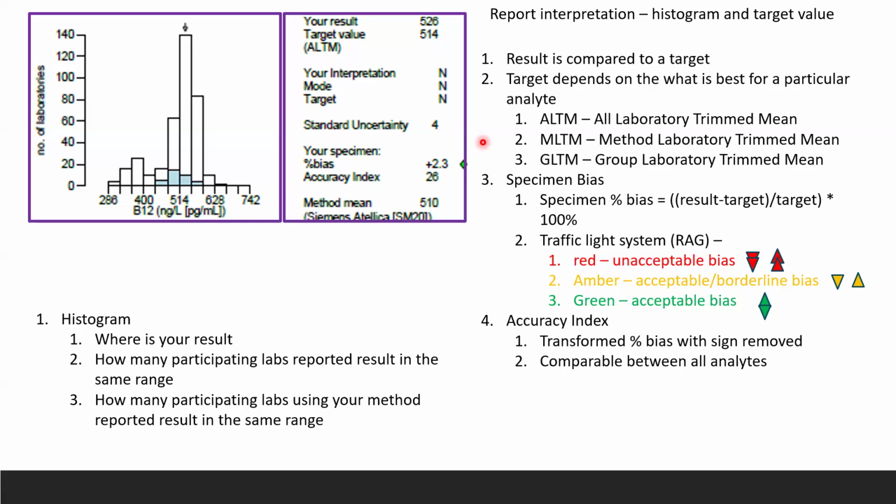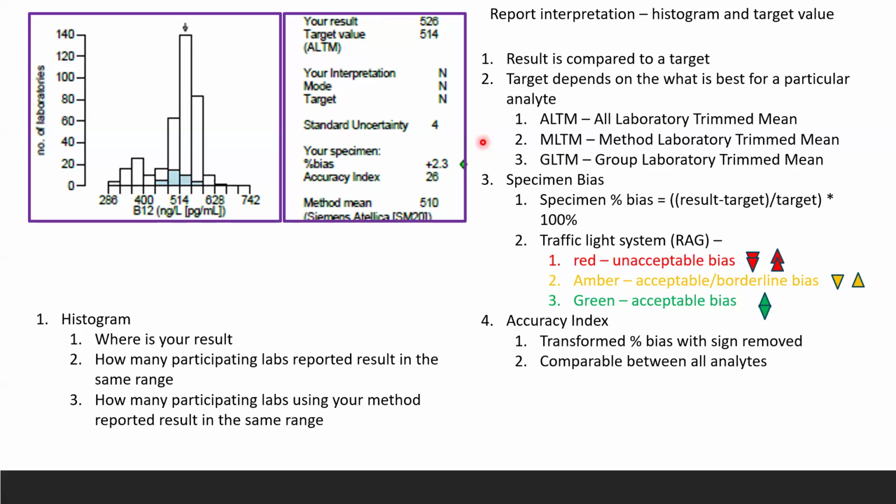It's a statistically trimmed mean of all the results provided by all participants for a single analyte or specimen combination. The ALTM includes data from all of the different methods and kits used by all the participants. However, there is something called the Healy trimming, which is used to identify and trim outliers, removing them from the calculations of statistical data such as means and standard deviations. Usually results which are two or three standard deviations outside the overall laboratory mean are excluded.